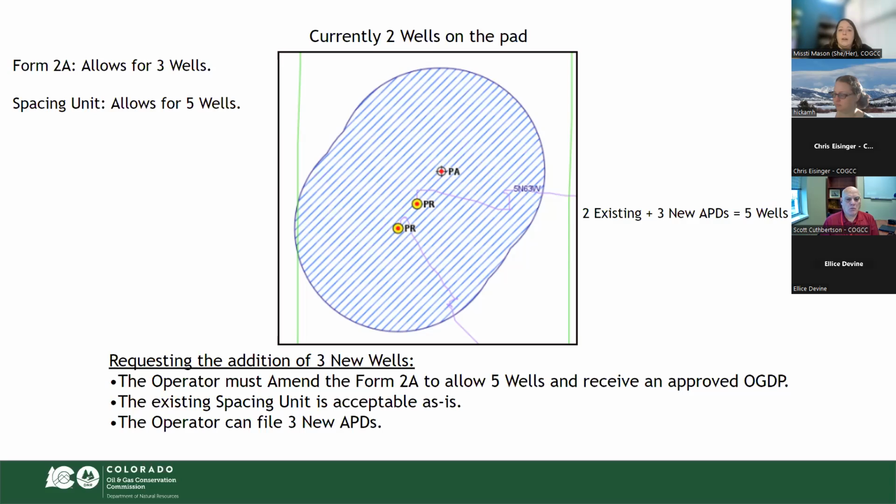And again, the math on the right-hand side. So we have 2 existing, 3 are new that the operator wants, equals 5 total on the pad. And next slide, please, Hannah.